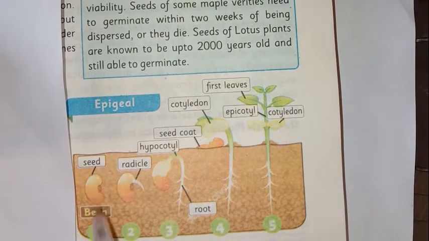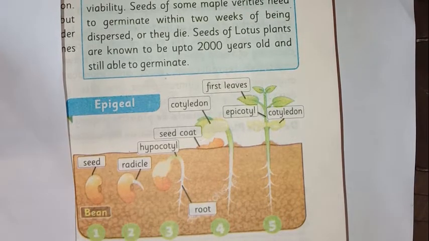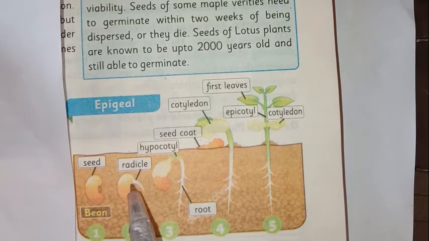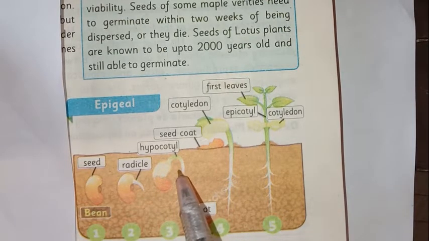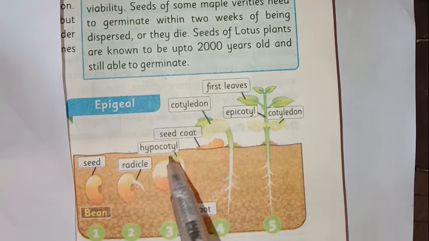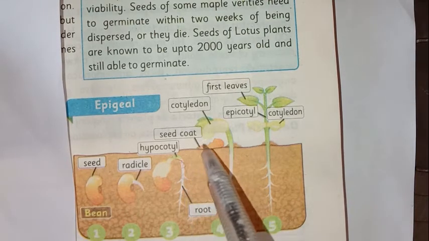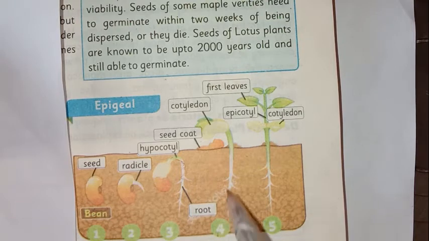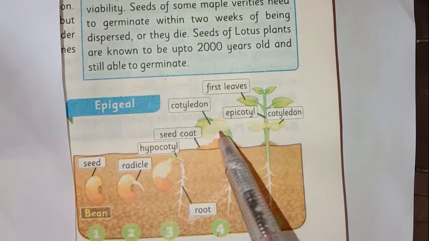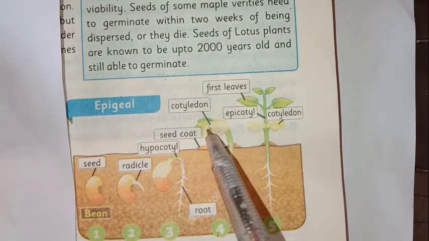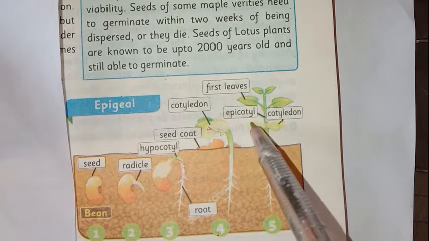Stage 1, this is a bean seed kept in soil. Stage 2, the radicle comes out. And in stage 3, the hypocotyl elongates. So this is the hypocotyl, and when the hypocotyl elongates, the radicle also grows inside the soil, and as a result, the cotyledons push upwards. In stage 4, the cotyledons push upward above the soil, and this is the epicotyl stage.